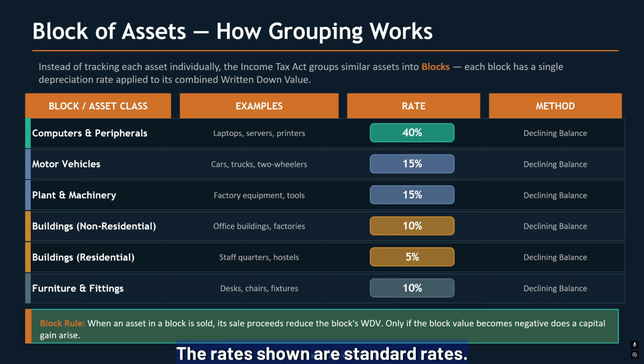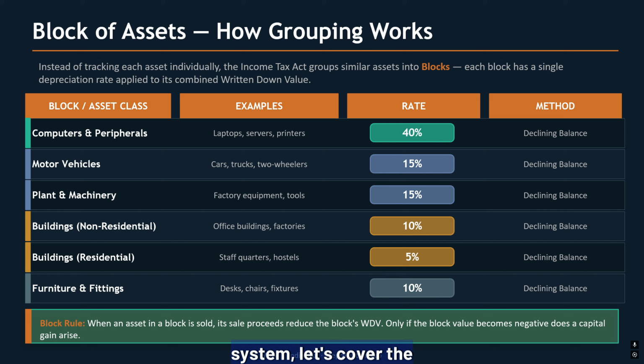The rates shown are standard rates. The Income Tax Act allows higher rates for assets used in certain industries or for specific types of pollution control equipment. Always verify with the current Schedule 2 of the income tax rules. Plant and machinery used in manufacturing may qualify for additional depreciation of 20% in the year of acquisition, an extra deduction on top of the standard WDV rate.